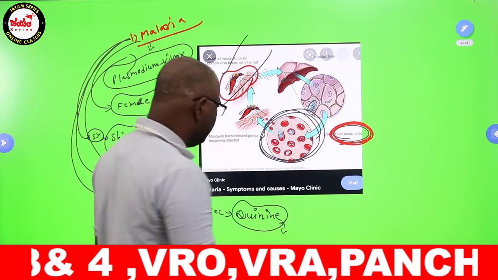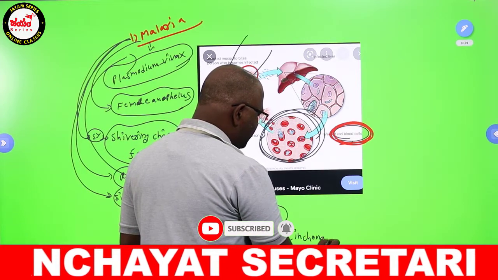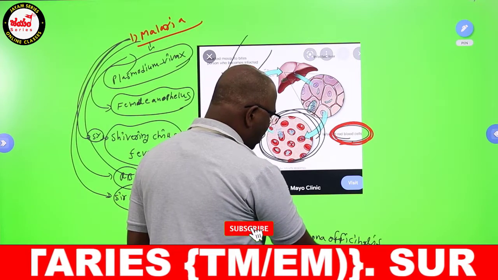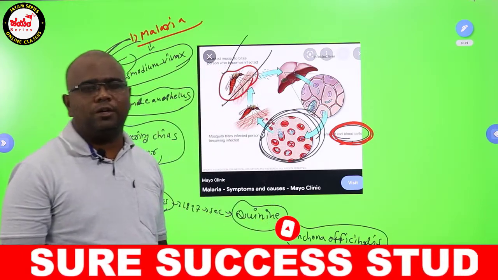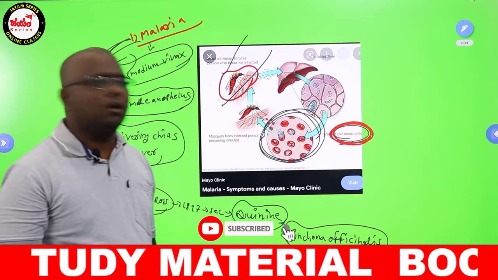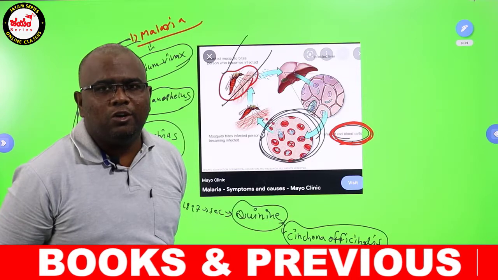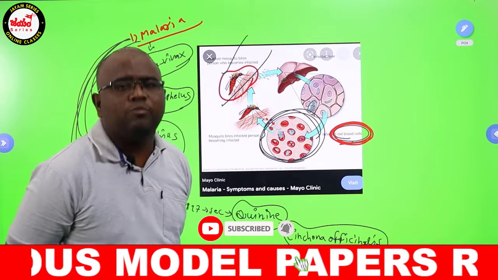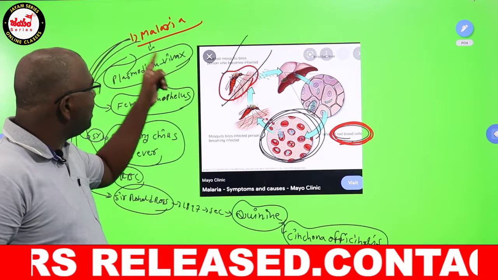The plant is Cinchona officinalis. If asked in a previous examination: the quinine vaccine is taken from which plant? The answer is the Cinchona officinalis plant. This is the malaria disease.